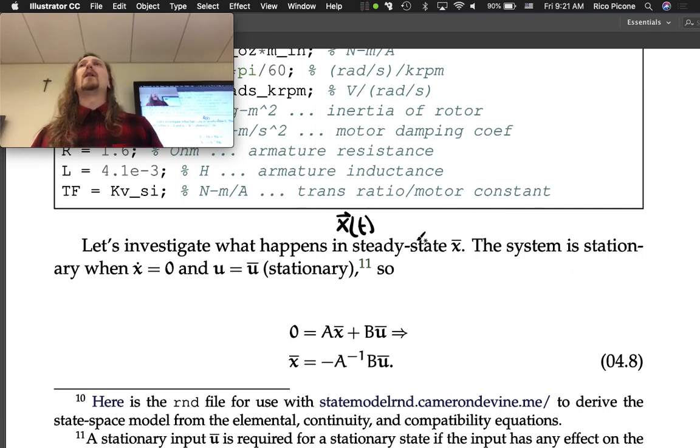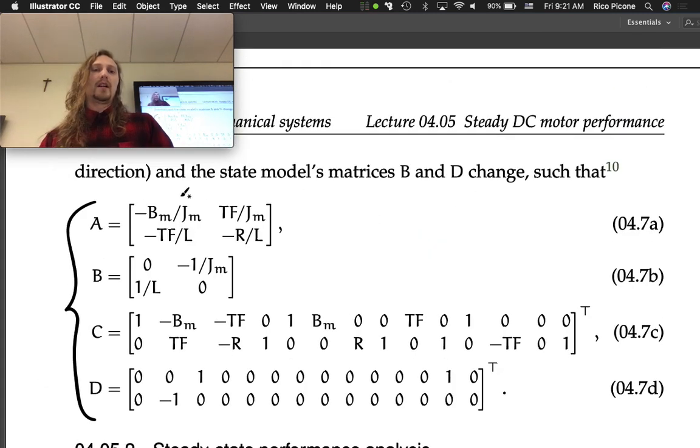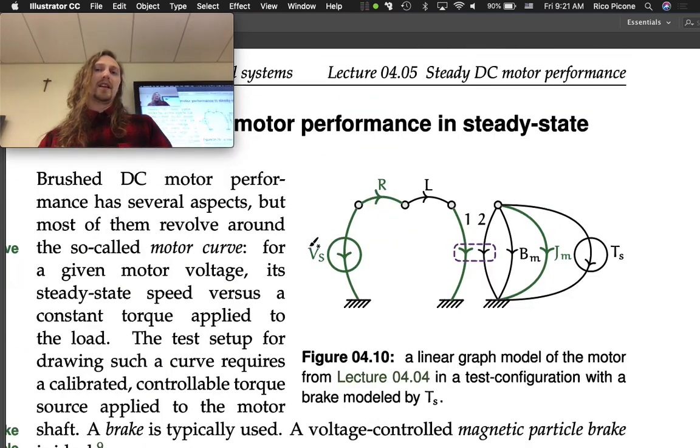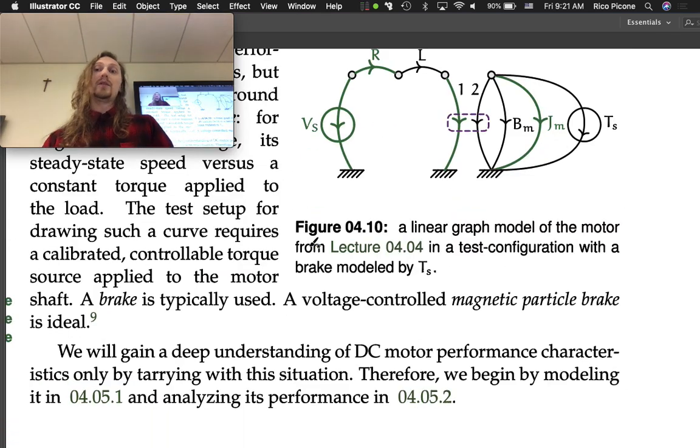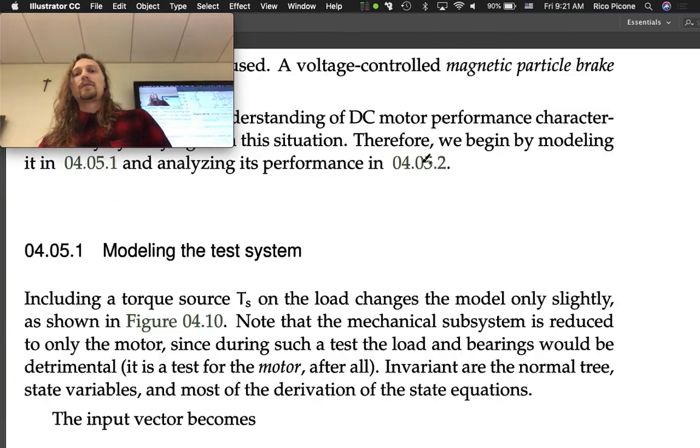And so that means our states are evolving in time. Our states in this model, let's go back up and review here. The A matrix is a 2 by 2, so we have two states. And if you go way back up to the previous lecture, you'll see that the two states are the angular velocity of the rotor, or the shaft equivalently, and the current through the inductor. Those are our two state variables.